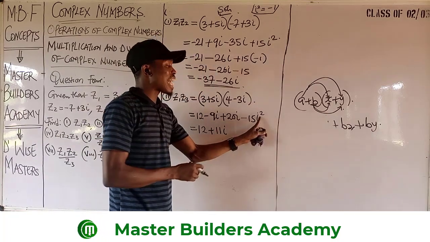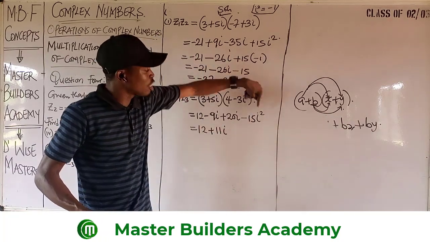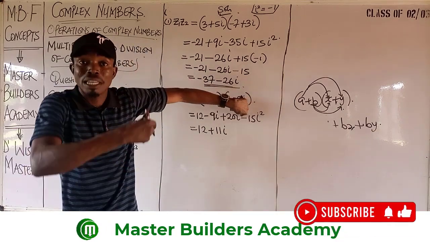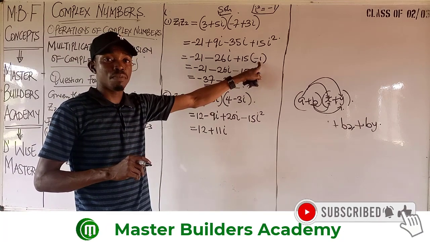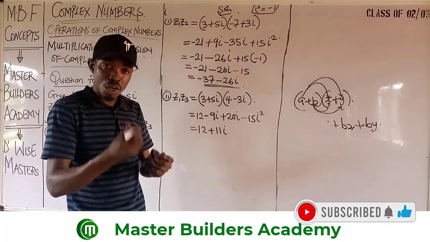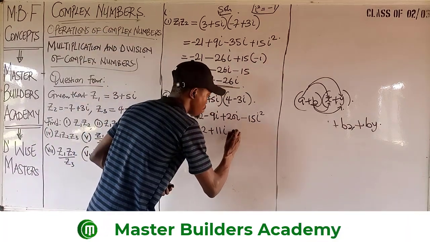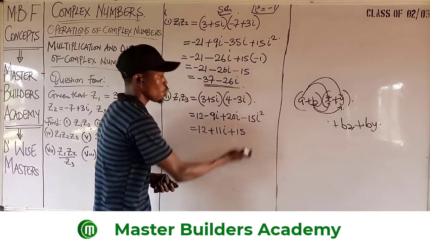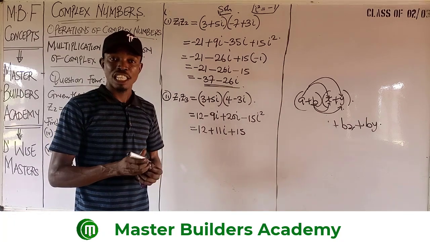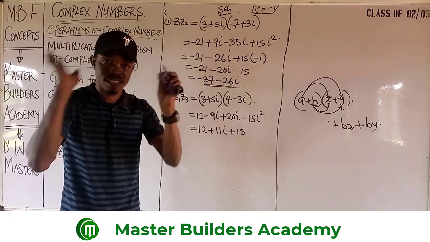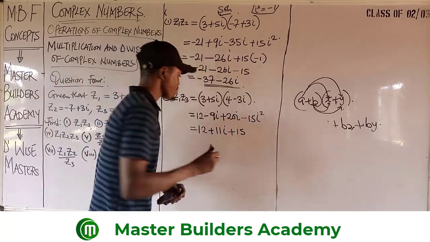Then remember that i squared is minus 1. So if I introduce minus 1 here, this automatically turns to positive 15. Other than introducing minus 1 like we did before, you don't need to stress yourself or waste your time that much. So this is automatically plus 15. So as I remove i squared, I change the sign of the coefficient of i squared to its opposite sign. I hope that is clear.